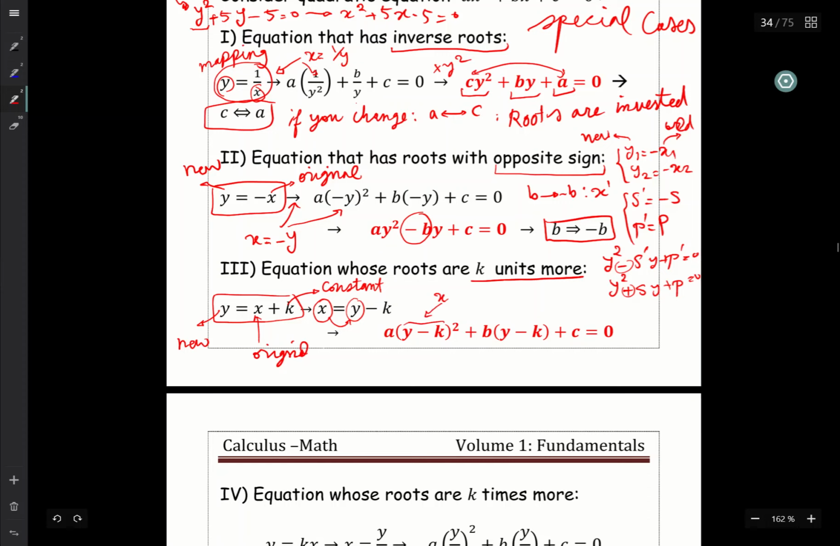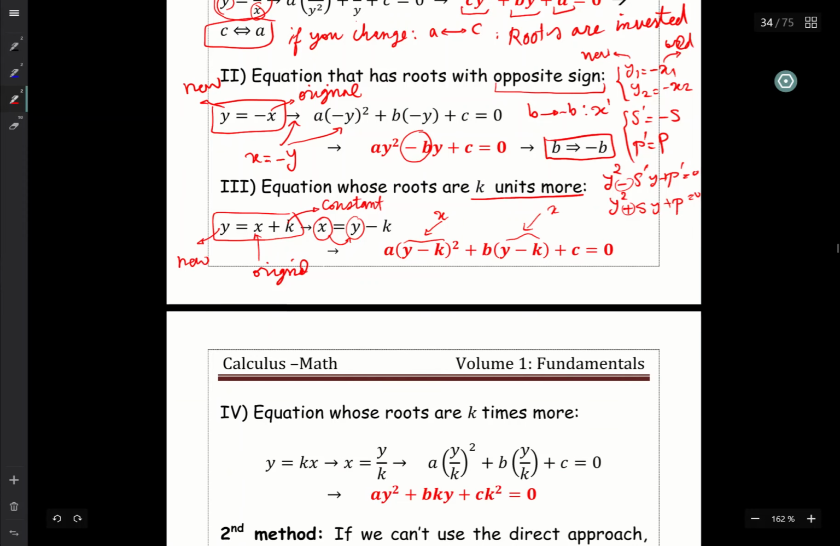So a times (y minus k) squared plus b times (y minus k), which is again x, plus c equals 0. And then you can simplify this. a(y squared plus k squared minus 2yk) plus by minus bk plus c equals 0. Therefore a y squared, so the coefficient of y squared doesn't change. And then we end up with (b minus 2ka) y plus c minus bk plus ak squared equals 0, right?